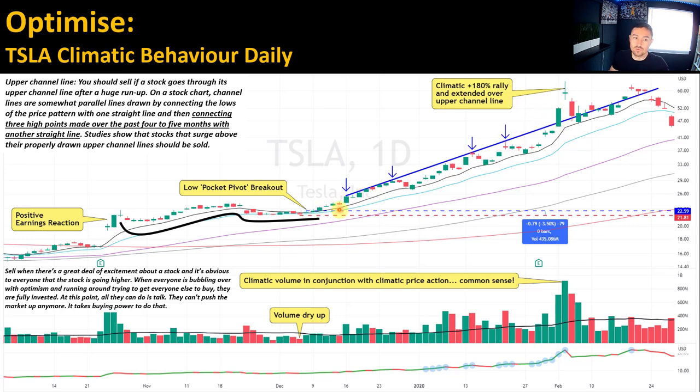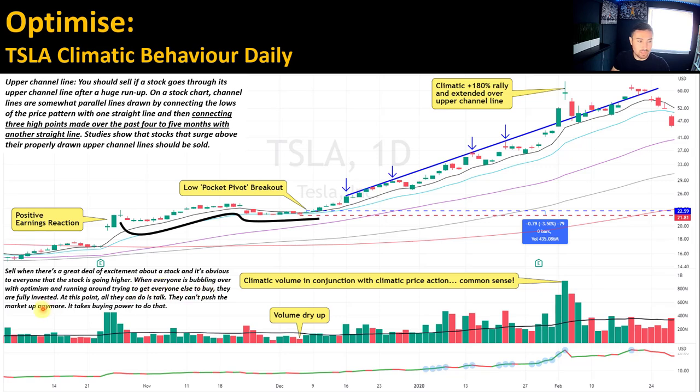But here is how you draw the upper channel lines. So it's important that the stock has broken out of the base, is trending, and then you're looking for a minimum of 3 touch points, and then you're being aware, whether it be the daily chart or the weekly chart, when the stock gets extended from that as well. And oftentimes it will look extended from one or more key moving averages, and you'll see high relative volume coming through. Another quote by O'Neil: sell when there's a great deal of excitement about a stock and it's obvious to everyone that the stock is going high.